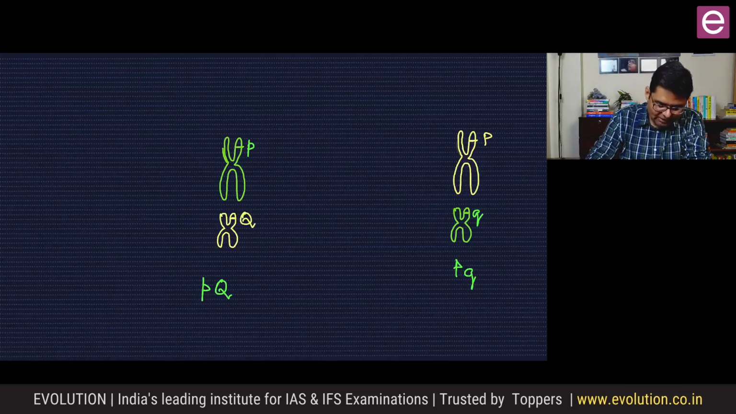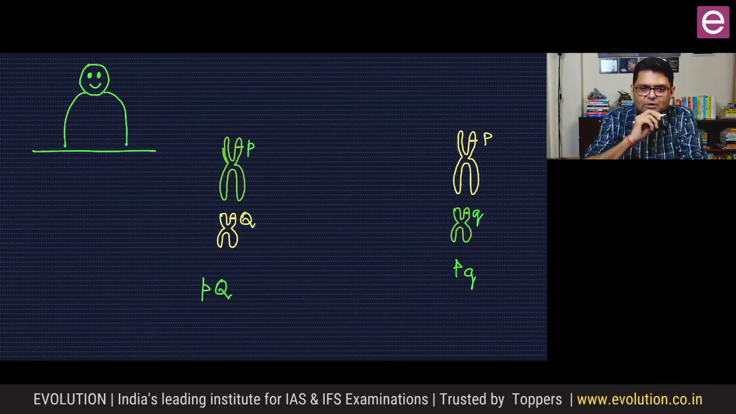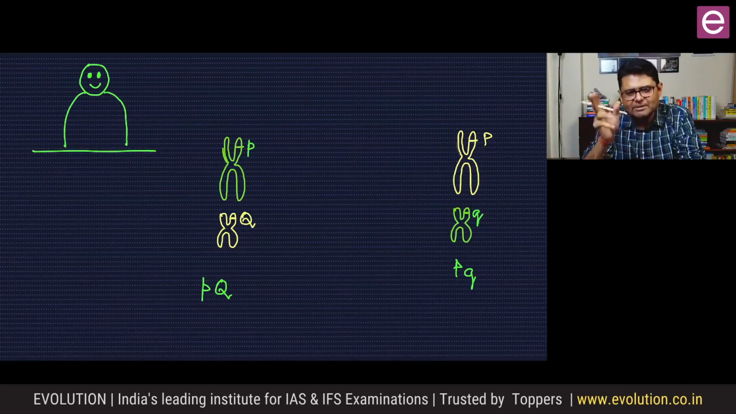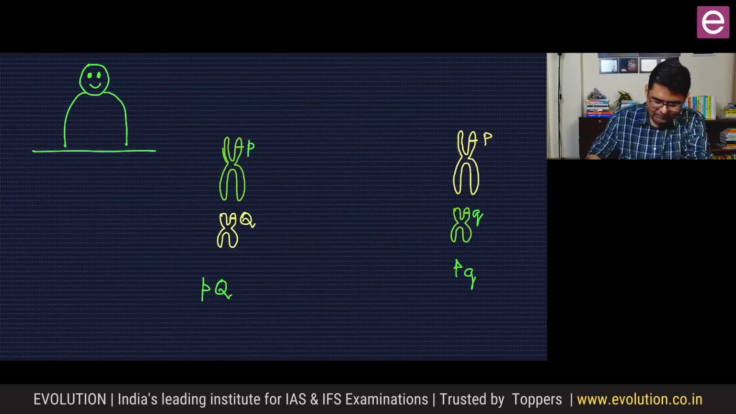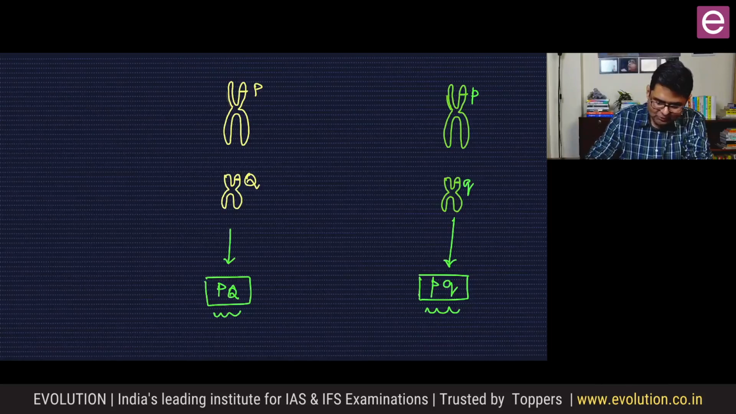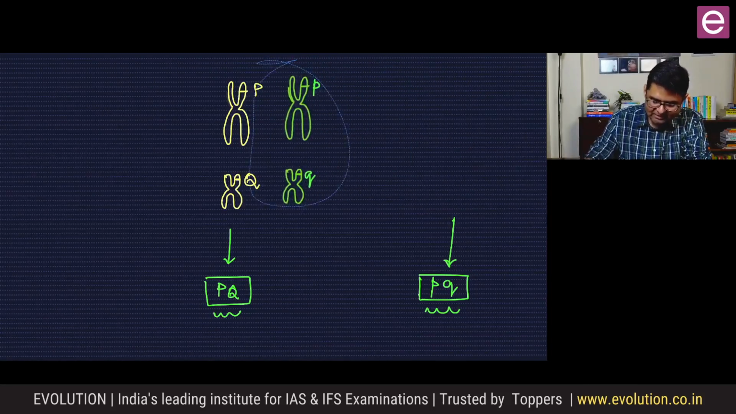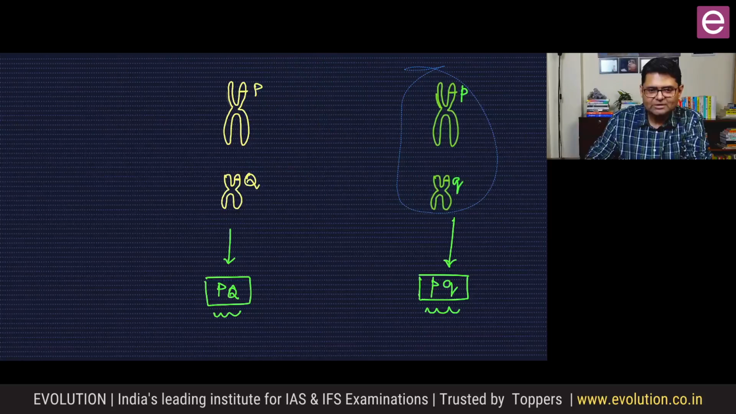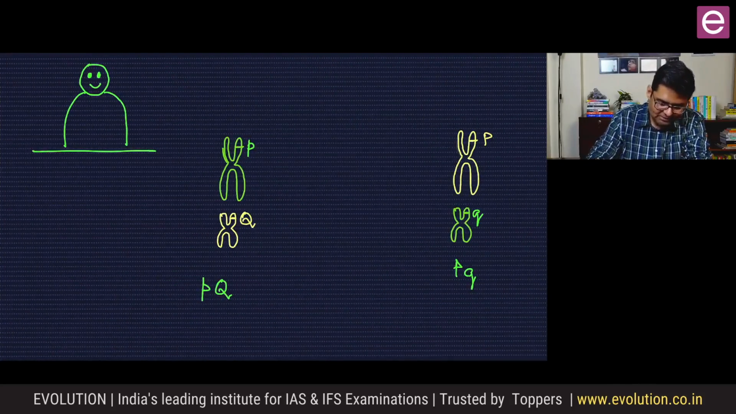So there is one organism. This is one organism. And when one organism is producing gametes, so there are going to be so many gamete mother cells. So from one set of gamete mother cell, you get these two types of gametes, where this was the alignment. So you get these two types of gametes. So this person made these two types of gametes.